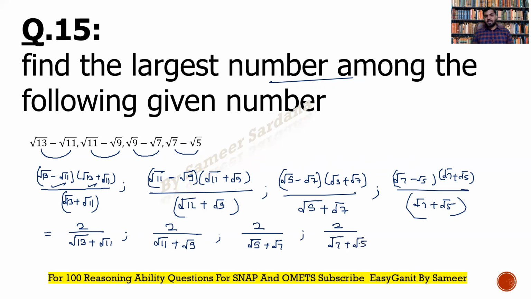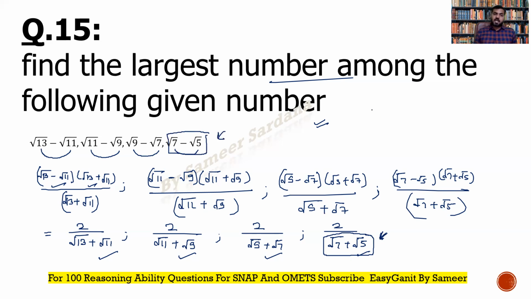Now you see that all these values have 2 in the numerator, but their denominators are different, right? The largest value among these expressions would be the one with the lowest denominator. The lowest denominator is the one with the lowest magnitude, because all these values are roots. So you can see this one has the lowest magnitude in the denominator, so overall this rational term would be the largest one.